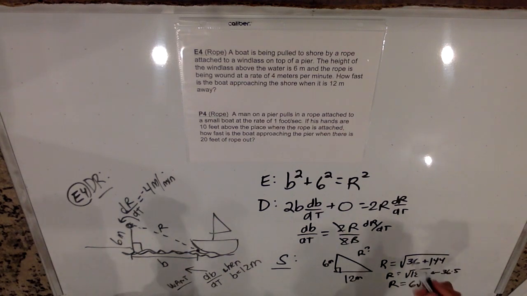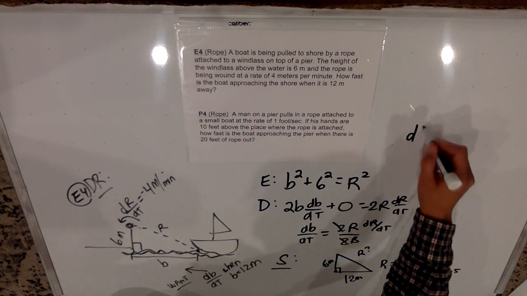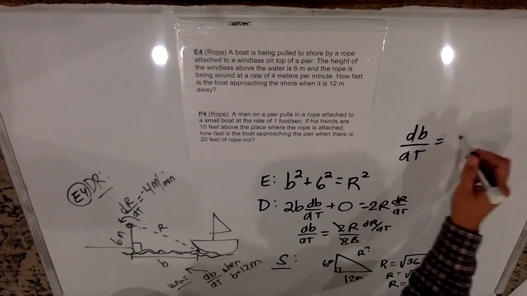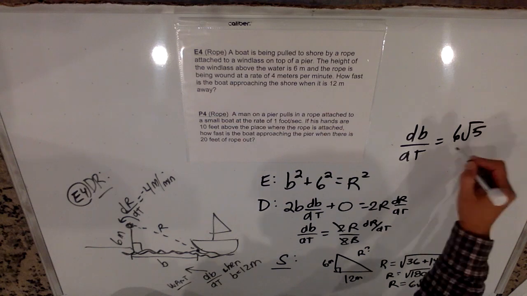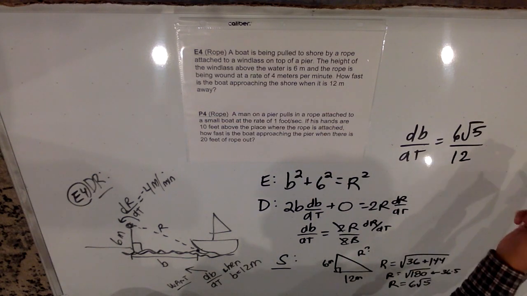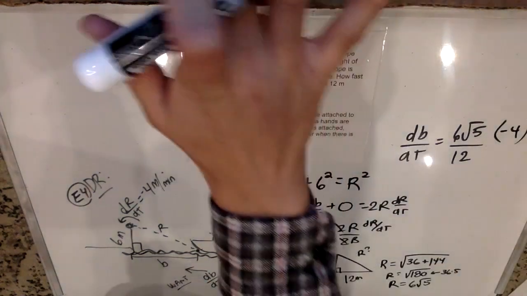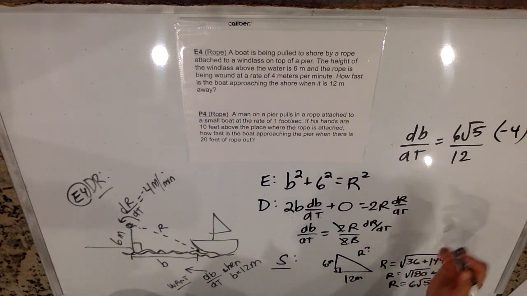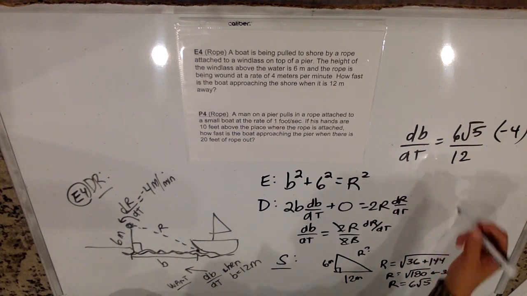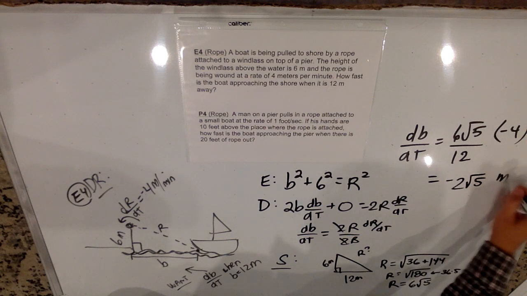So now if I go back and substitute and I want to answer my question, I'm going to get that my dB/dt is r, which was 6 root 5, over b, which was 12, times dr/dt, which was negative 4, right? So it seems to me like I get a negative 24 root 5 on the top and a 12 on the bottom, so I think I get negative 2 root 5 meters per minute.